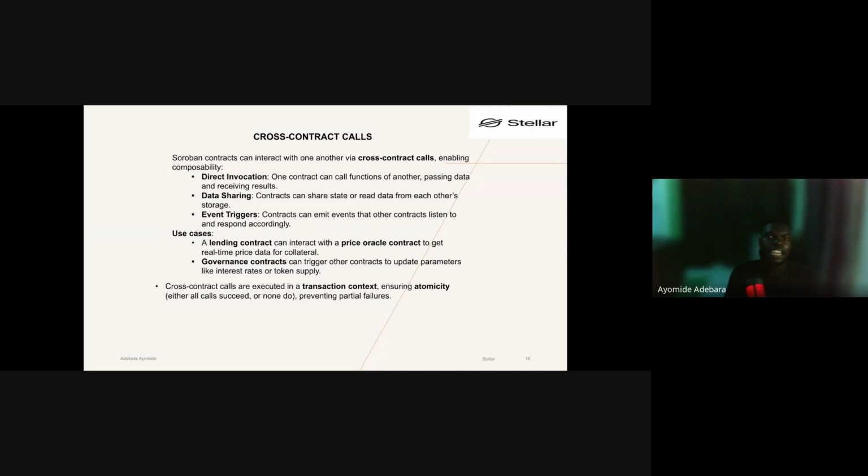Another thing is data sharing. So apart from you calling functions from a different contract, contracts can share state or read data from each other's storage. Imagine you have a read function in a different contract, and you interact with that contract by calling the read function. You can basically have access to the data on that particular contract.